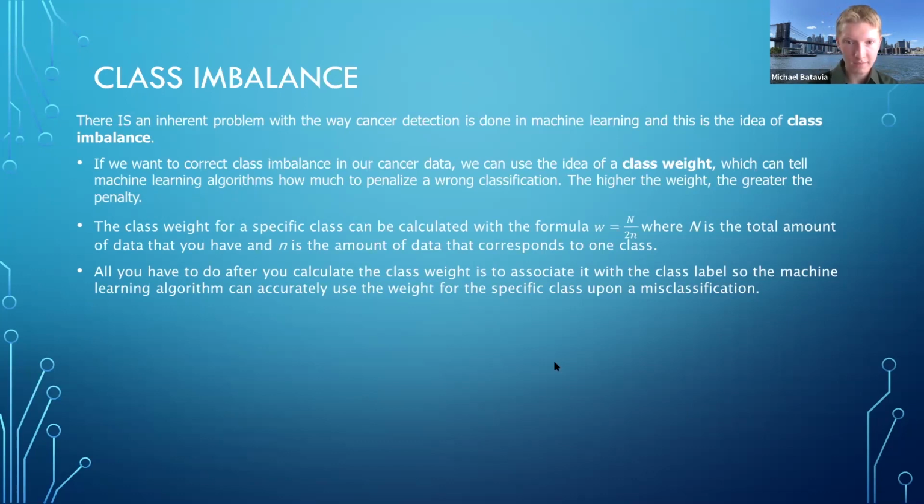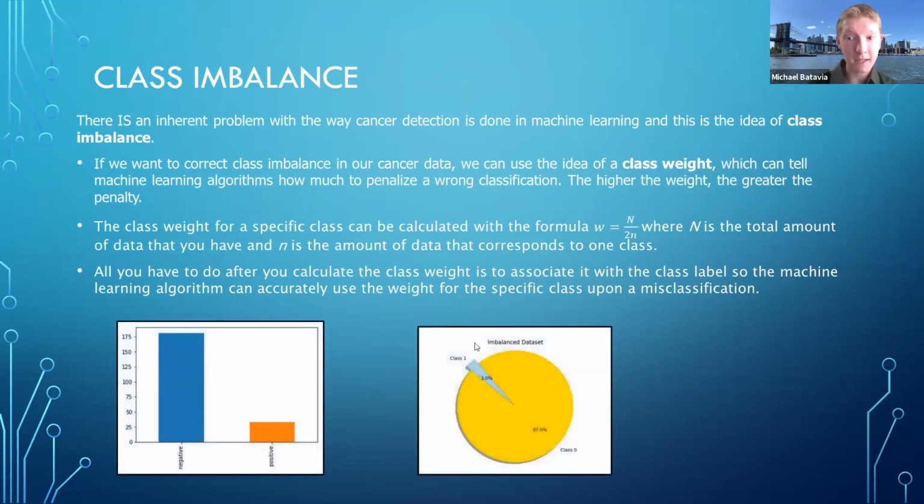And here are some depictions of class imbalance. So you could see this kind of corresponds to cancer. There's a lot more negative diagnoses of cancer than positive. So here's a direct class imbalance. You plot this on a bar chart, or you could plot this on a pie chart. There's 97% of class 0 and only 3% of class 1. We can't have that. So class imbalance. Thus, we use class weights.